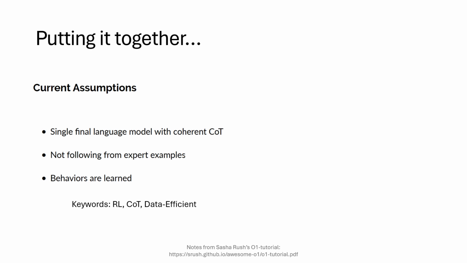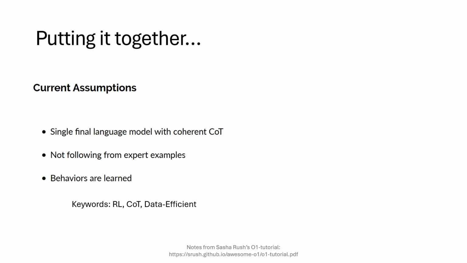So, putting together all the messages and technology we have discussed so far, let's derive a minimum set of assumptions that we can safely make about OpenAI O1 if you are interested in reproducing it. We assume that maybe we only have a single language model with a coherent chain of thought, or we do not want the model to simply follow expert examples because we will suffer from distribution shift problems. Also, this self-reflection behavior should be learned, not just succeed on individual data points. We should teach the model to learn this high-level behavior.